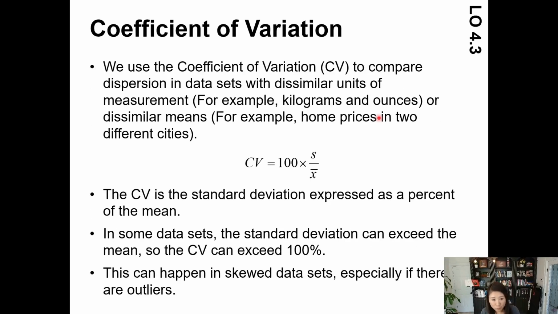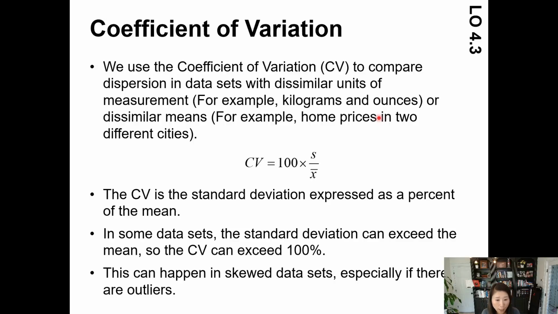Now we move on to the third measurement of variability, called the coefficient of variation. We use the CV when we are trying to compare data sets that have different measures. For example, the variability of your daily weight changes versus the variability of your spending on buying different kinds of houses. Those are two very different data sets, but you want to compare which one has higher variability. That is when you want to use the CV.